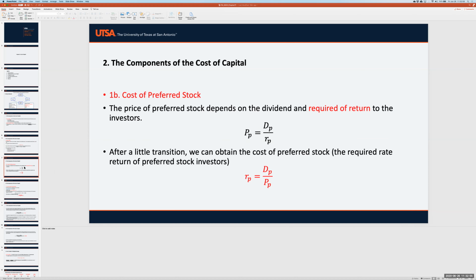So the next item is the cost of preferred stock. The price of the preferred stock depends on the dividend and the required rate of return of the investors. So this is cost of debt, and now cost of preferred stock. How can we calculate that? We look at the dividend of the preferred stock and the price of the preferred stock, and we just divide the dividend over the preferred stock price. We find the cost of preferred stock.